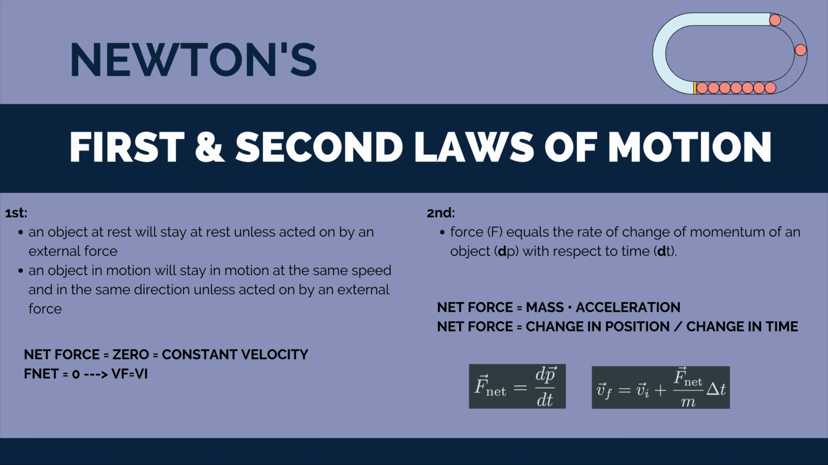So this just goes to show that our F net, if it equals 0, means that our final velocity will equal our initial velocity. When it comes to the second law, force equals the rate of change of momentum on an object with respect to time. Basically meaning that our net force will equal the change in position over the change in time. Or you could break it down and you could find our velocity update formula, which is listed in the bottom right corner.